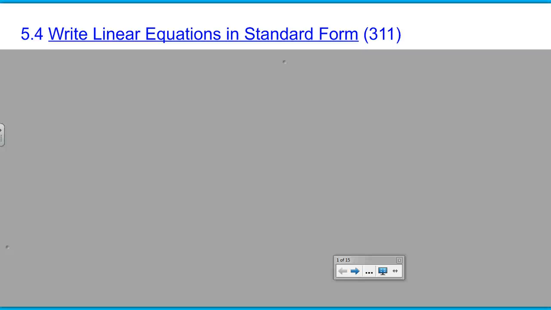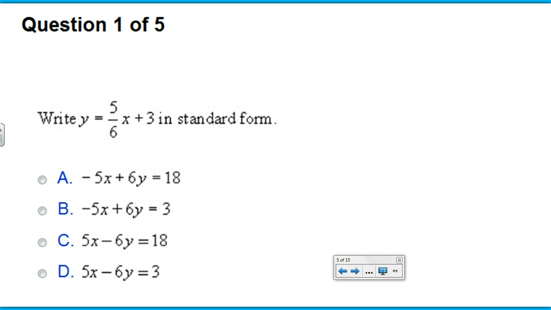Welcome back to Algebra. We are in section 4 of chapter 5, again for day 2. This is day 2 of writing linear equations in standard form. And before we get into the second topic, could you please try answering a few quiz questions here? Write this in standard form. Pause the video, select your answer, and come on back.